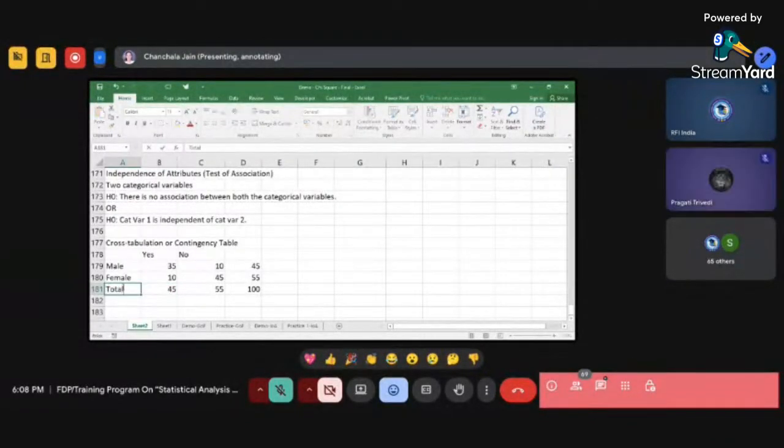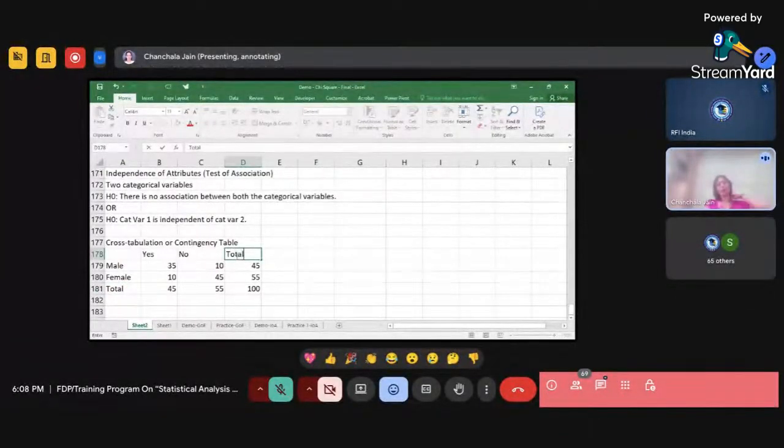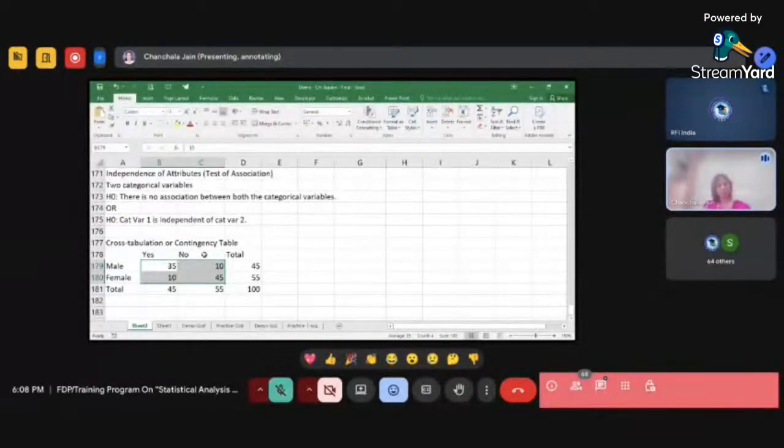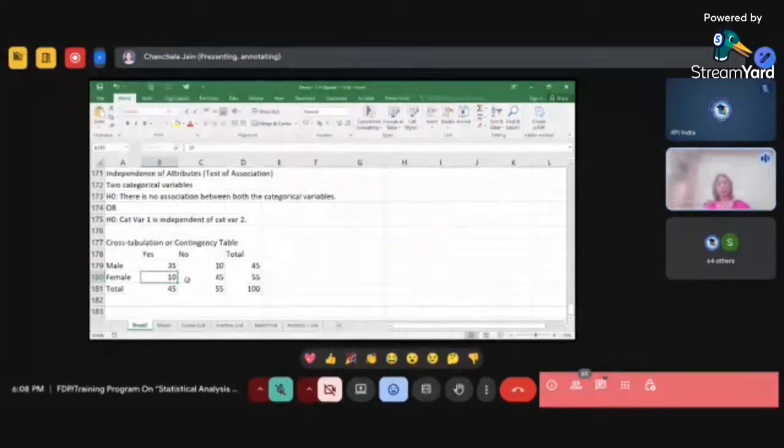It is known as a contingency table or cross tabulation. That means ultimately I'm having a count. So these are the observed frequencies. I observed how many of the males are reading the business magazine, how many of them are not reading the business magazine, how many of the female respondents are reading the business magazine, how many of them are not reading. So this is the observed frequency, right?